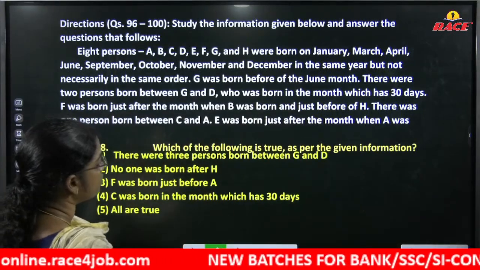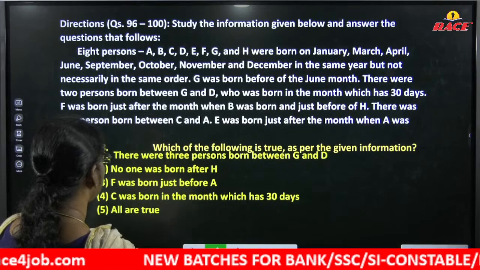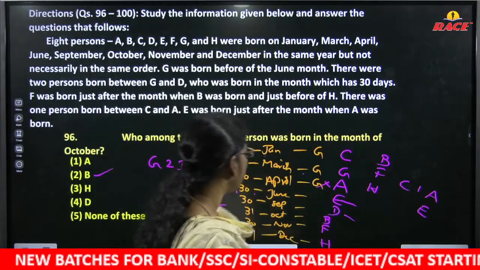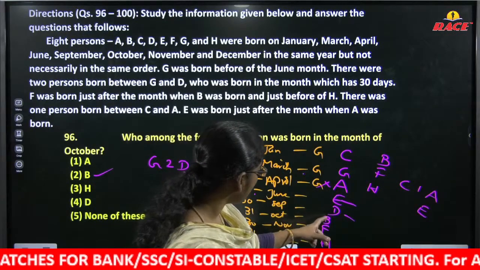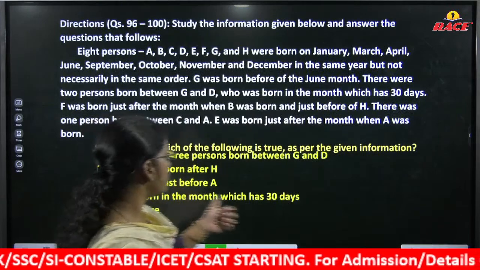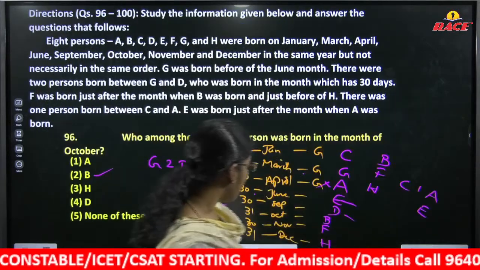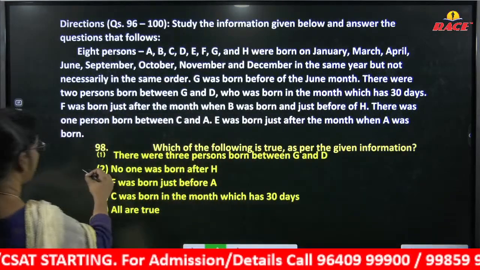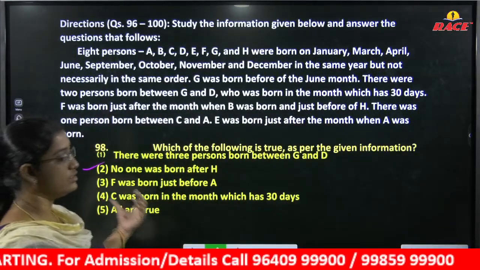Then coming to the next question: which of the following is true as per the given information? There were three persons born between G and D? No, in between G and D only two persons are there. Then no one was born after H. After H, no persons. Yes, this is the correct statement.